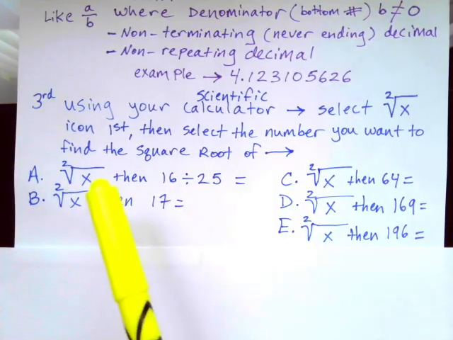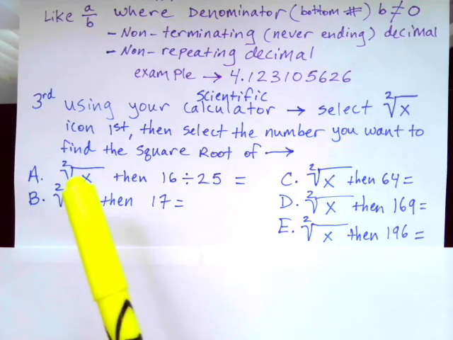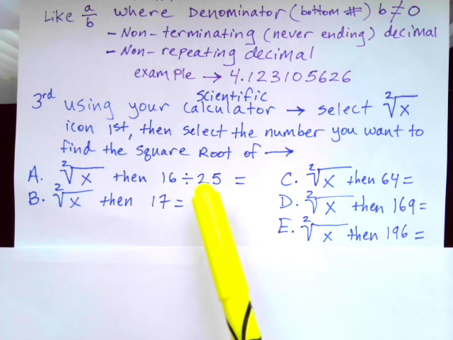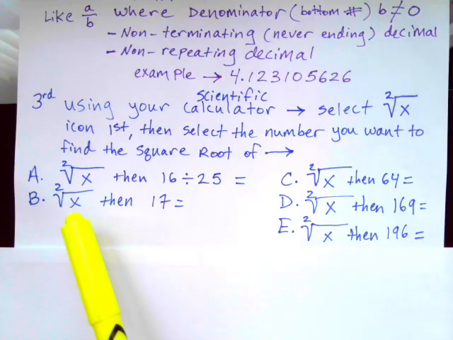Hit the icon in your scientific calculator. Looks like this here with A. Then hit, for the problem A, 16 divided by 25. It's going to give you a value, right? Do the same thing for option B above I showed you a moment ago. Hit that square root option on your scientific calculator, then hit 17, then hit the equal sign. You're going to get a decimal value.